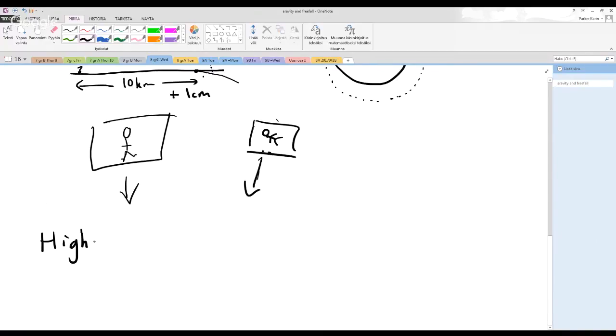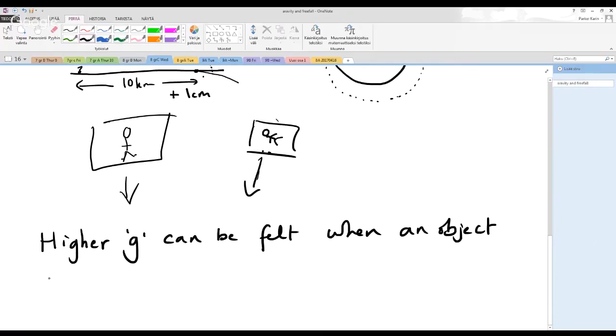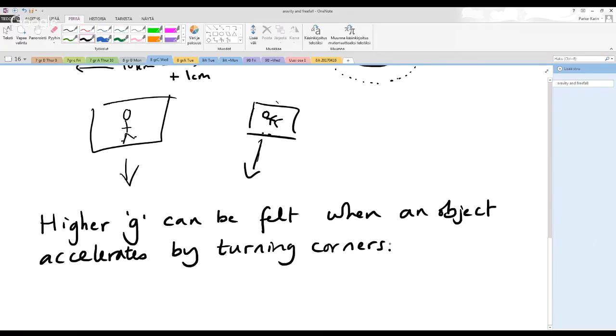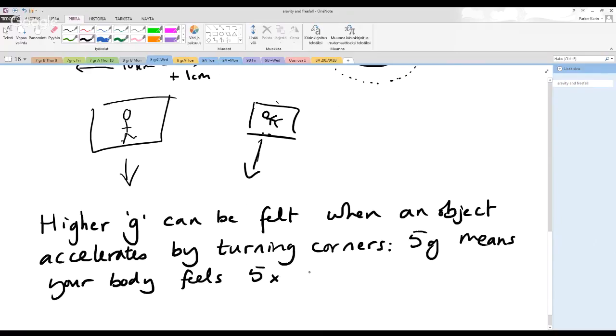Higher Gs. You can write this. Higher G force can be felt when an object accelerates by turning corners. 5G means your body feels 5 times as heavy as normal.